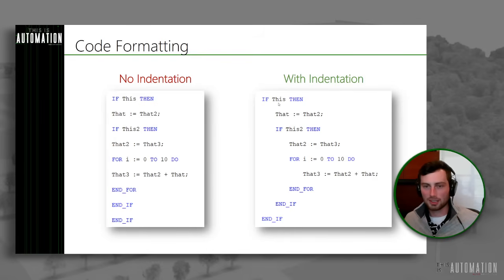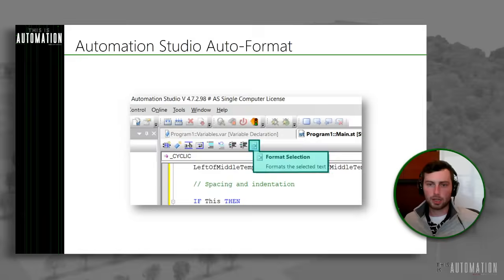So on the right-hand side, it's very easy to see, when I have these nested if statements and nested for loops, which code belongs with which statement. But when they're over here on the left-hand side, it becomes much more difficult, especially if there's a lot of code in these if statements and for loops. So when we're looking at something like that, there's actually another nice tool in Automation Studio called Format Selection.